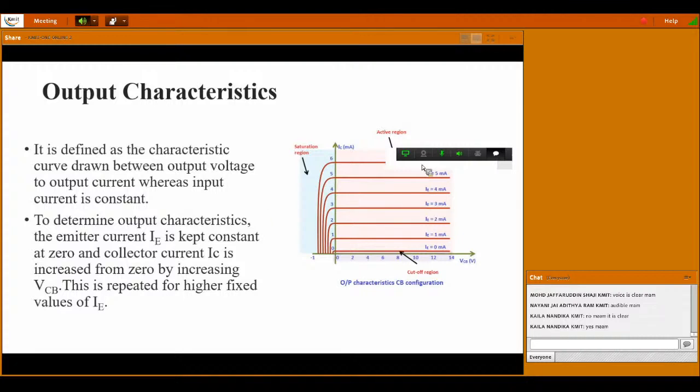This is the output characteristics of your common base configuration. It is the same as the input characteristics, but the difference is that the curve is drawn between the output voltage and the output current, with fixed values of input current. So let me start with IE. The input current is IE, the output voltage is VCB, and the output current is IC.